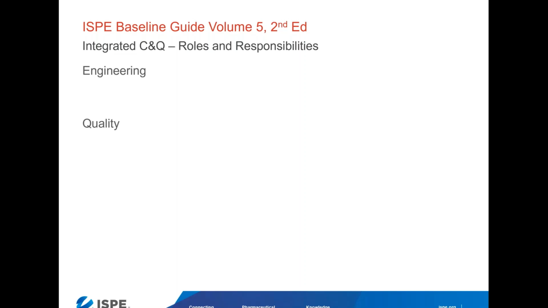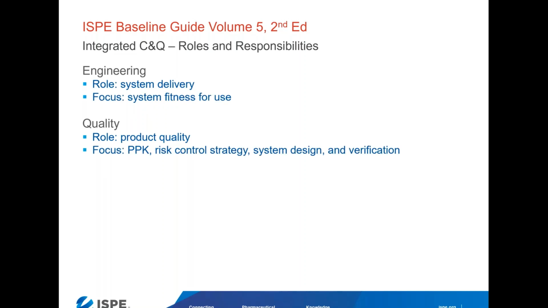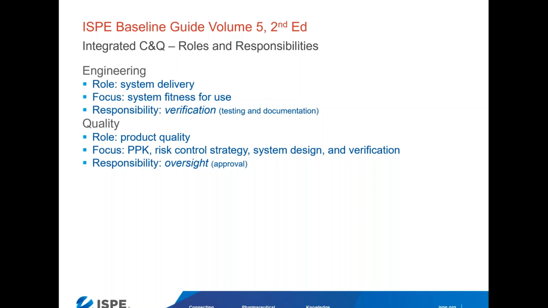In the integrated C&Q process, engineering's role is system delivery, and the quality unit's role is ensuring product quality. Thus, the focus of engineering is system fitness for use. The quality unit focuses on understanding and verifying product and process knowledge, the risk control strategy, and ensuring that system design and verification of critical aspects meet the critical requirements of the system. Therefore, the responsibility of engineering is verification. That is, the testing and documentation is the responsibility of engineering, and quality then takes an oversight or approval role. And I'll explain how those work together.